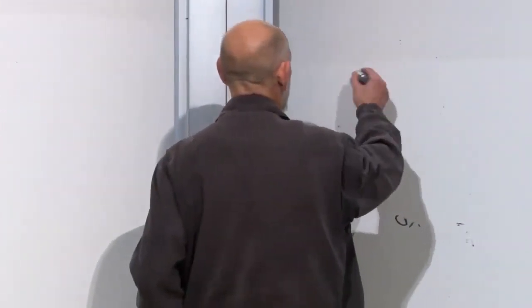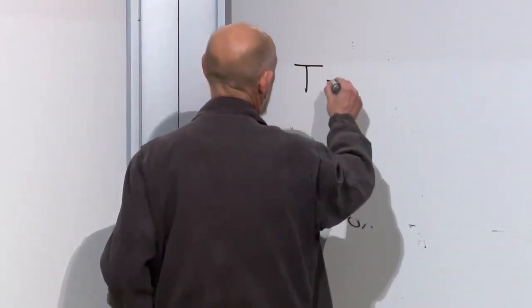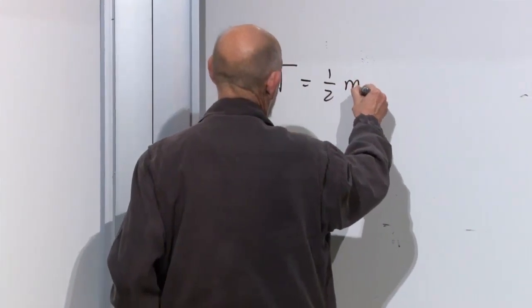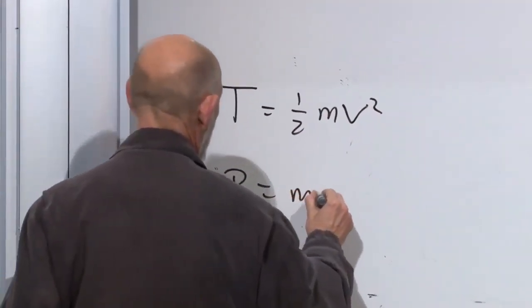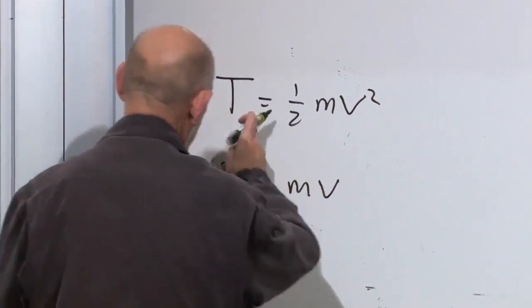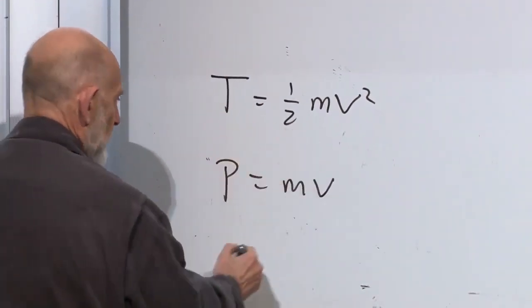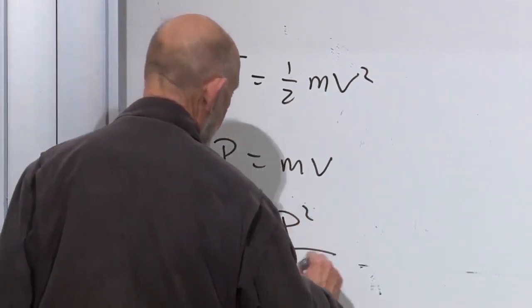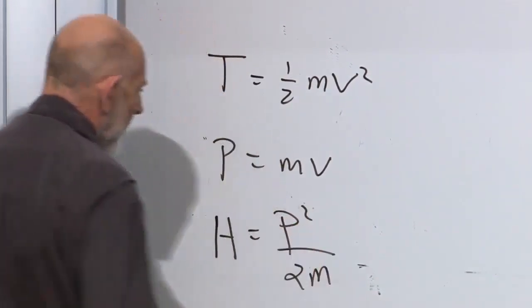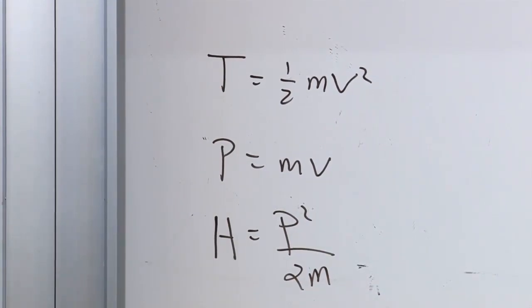The energy, the kinetic energy T, is equal to 1/2 mass times velocity squared. Momentum is m times v. And we can rewrite the kinetic energy, if that's all there is, let's call it H, as p squared over 2m. So that's the Hamiltonian for a classical particle.